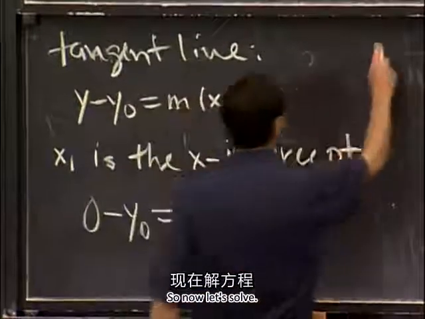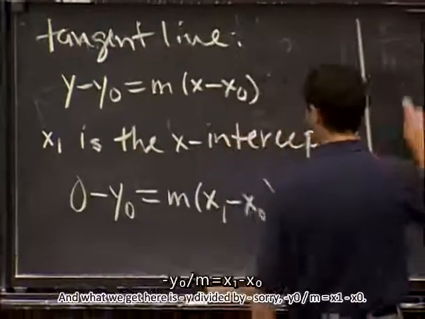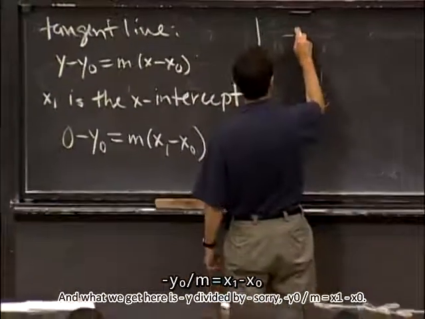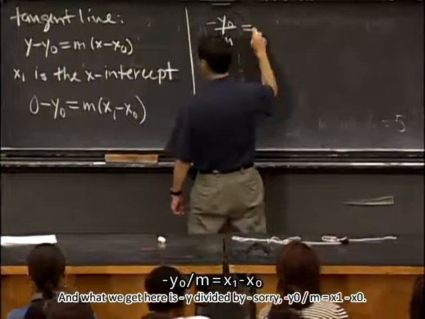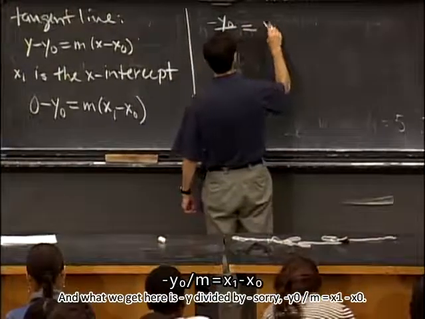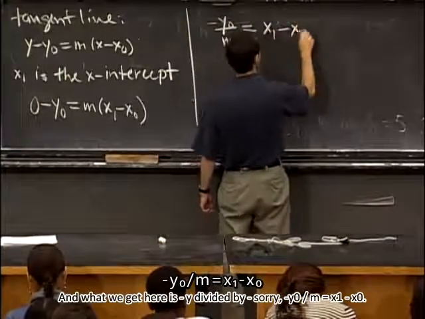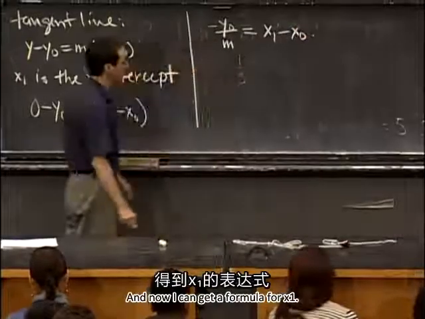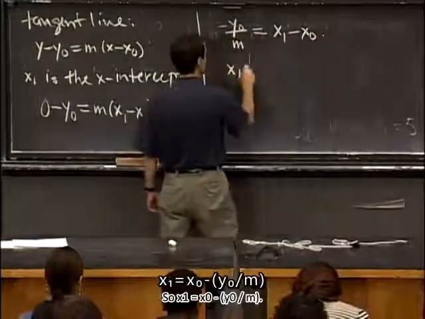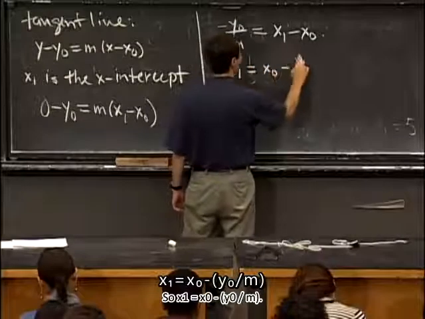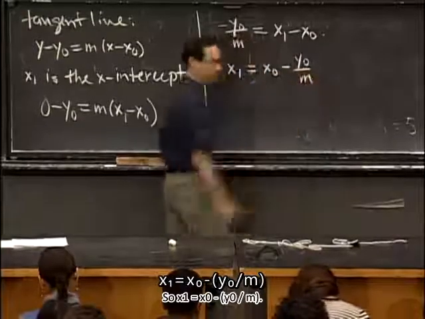All right, so now let's solve. And what we get here is minus y0 divided by m is equal to x1 minus x0. And now I can get a formula for x1. Right? So x1 is equal to x0 minus y0 divided by m.